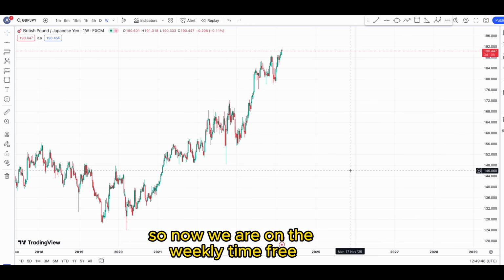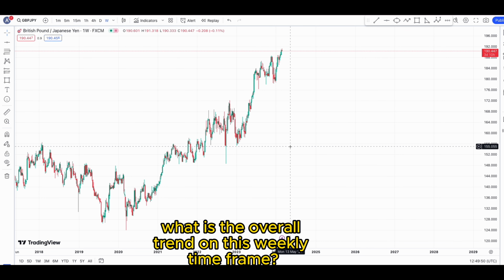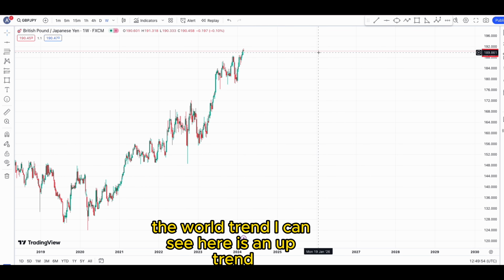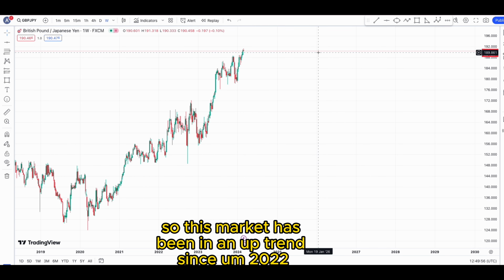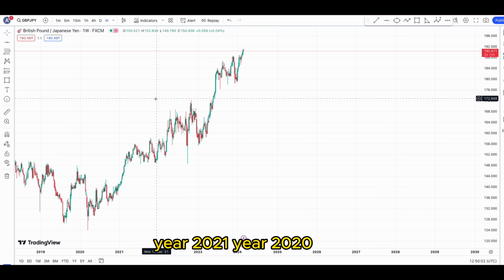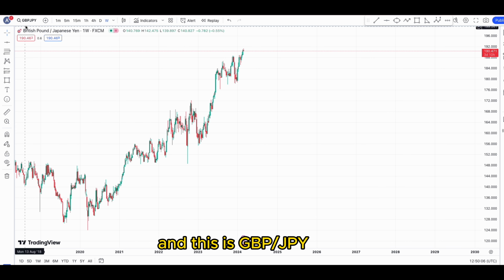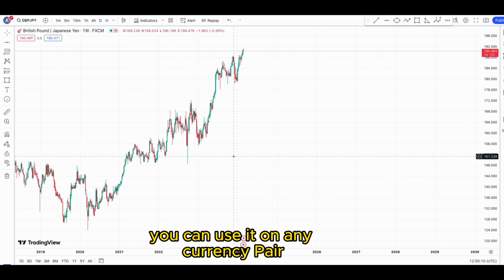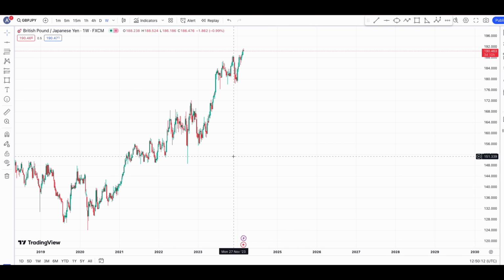So now we are on the weekly time frame. What is the overall trend on this weekly time frame? The overall trend I can see here is an uptrend. So this market has been in an uptrend since 2022, year 2021, here 2020, and this is GBP JPY. Mind you, this strategy you can use it on any currency pair.